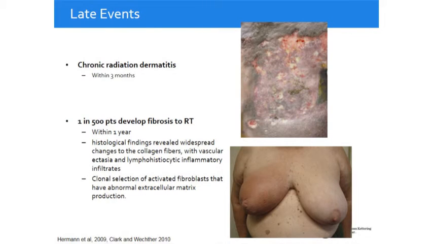Some of the most common events are chronic radiation dermatitis, which usually starts within the first 6 to 12 weeks. And you can see here the non-healing area of a woman with radiation to the chest wall, or fibrosis to the radiation area as seen here. This usually occurs even after the radiation has been completed, but within 1 year. And it's reminiscent of the findings seen in scleroderma.